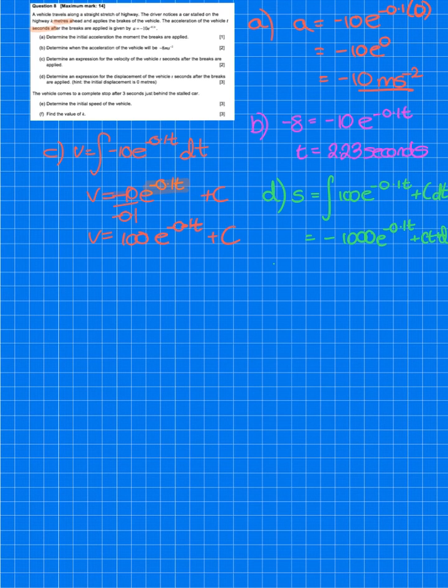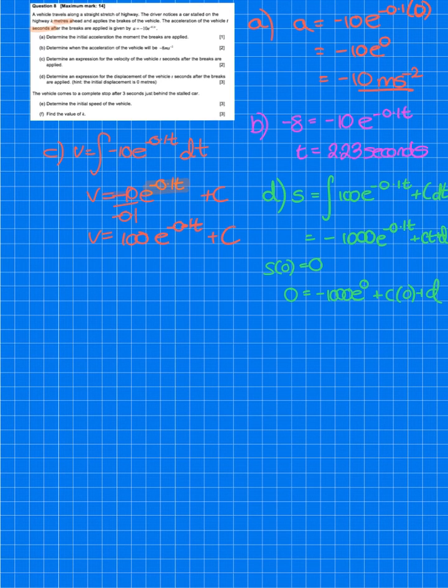So that is, S of 0 is 0. The displacement is 0 when time is equal to 0. So when we do 1000 e to the power of 0, when we sub in t is 0, plus c times 0 plus d.